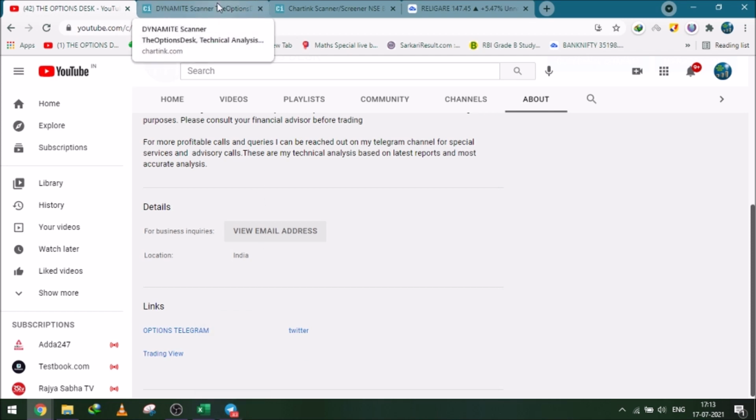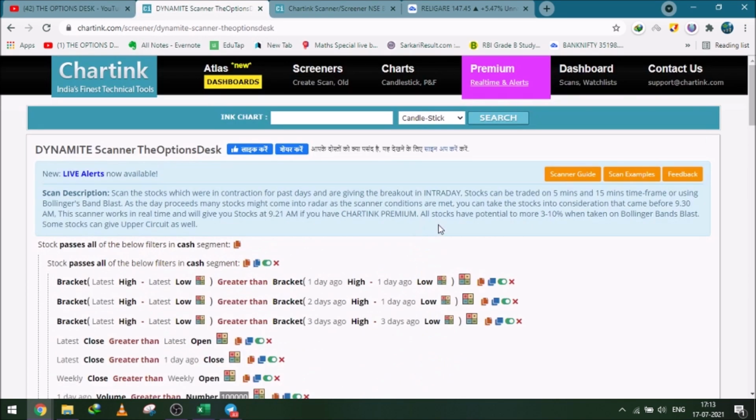Now let's come to the topic of the video, the Dynamite scanner. What is the Dynamite scanner? How does it work? Everything will be shared from the code, the explanation of the code, as well as the Excel of the backtest data. Okay, now let's first see the Dynamite scanner from The Options Desk.